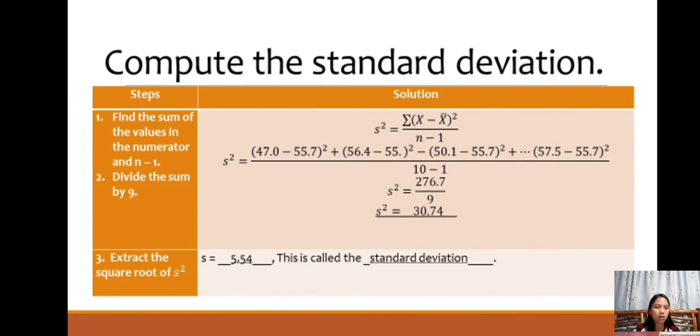Okay. So we are now... Then divided by 9, so the answer is 30.74. So in getting the standard deviation, you just have to get the square root of 30.74. So square root of 30.74 using your calculator. So the standard deviation is 5.54. This is called the point estimate standard deviation.